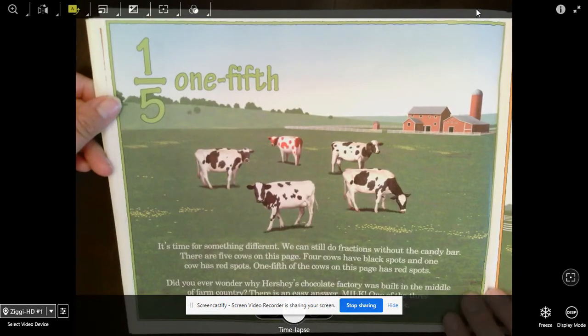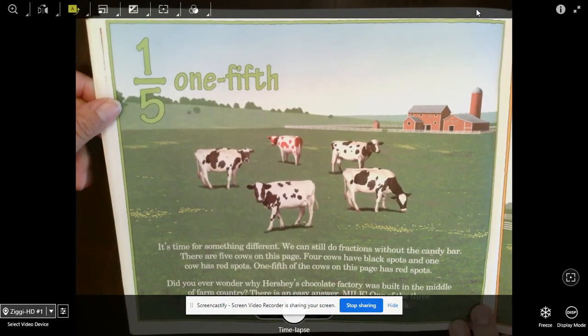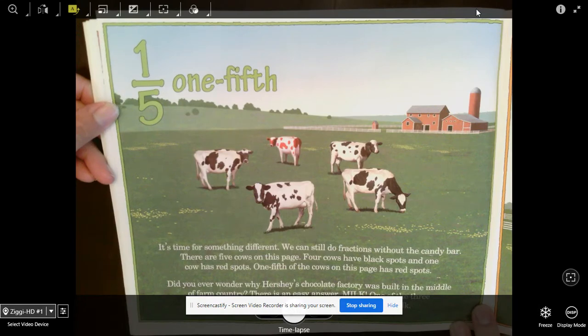1/5. It's time for something different. We can still do fractions without the candy bar. There are 5 cows on this page.